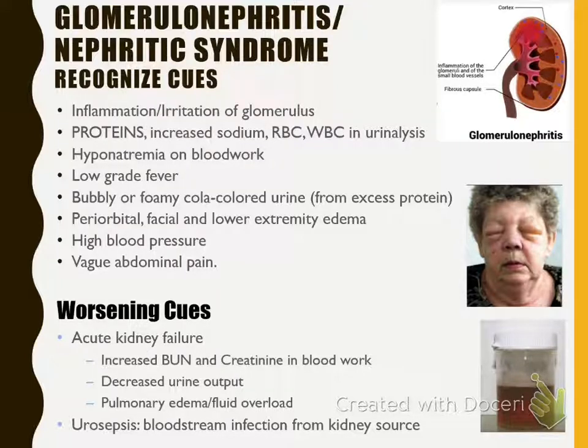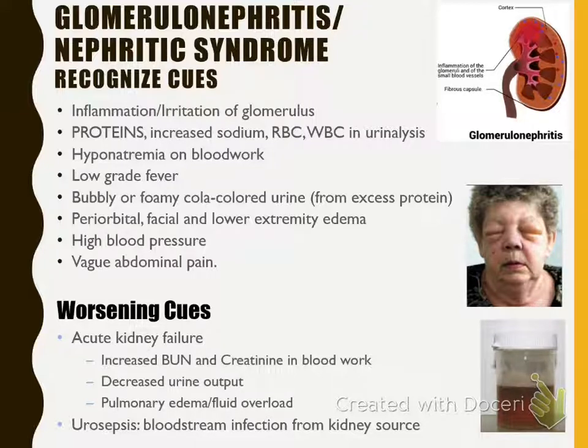If you're on a keto diet, you may waste protein because we've got too much of it. But usually we don't waste protein. So we will find protein in our urine along with red blood cells and white blood cells. So in a regular UTI, you don't have protein in your urine. But in glomerulonephritis, you have protein in your urine. And it's got this bubbly, foamy, cola-colored urine. And that is from the excess protein.